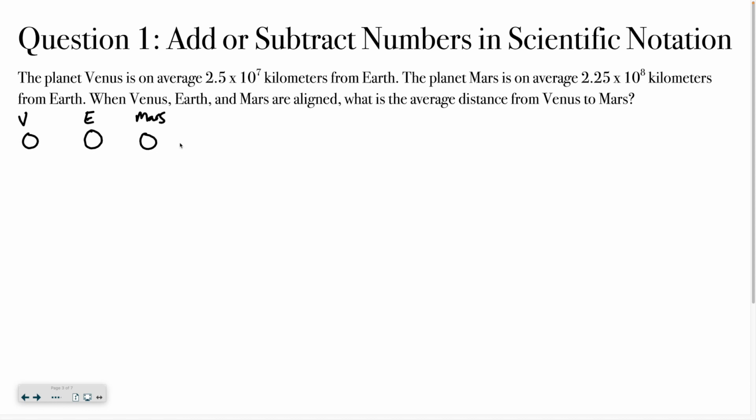Okay, so this is important to know, so that way you have an idea of what it is you are actually looking for. So with that in mind, we know that the distance from Venus to Earth is 2.5 times 10 to the 7th, and the distance from Earth to Mars is 2.25 times 10 to the 8th. So why don't you go ahead and figure out what is that total distance? So think about it. We're going to add this time instead of subtract. Good luck.